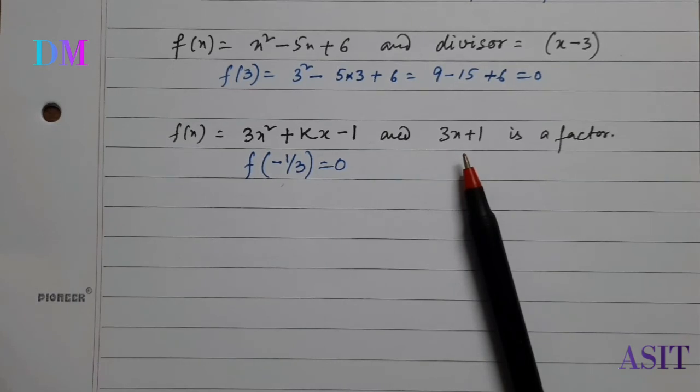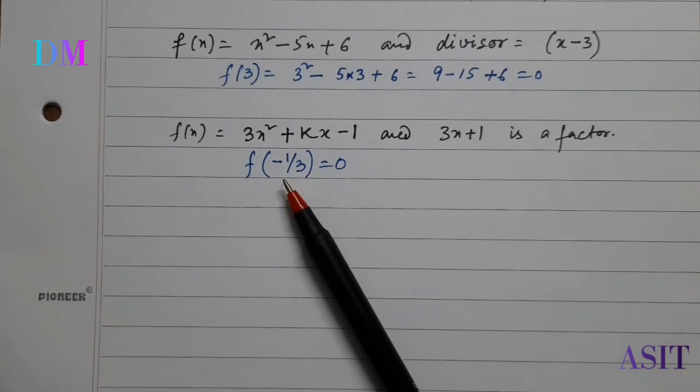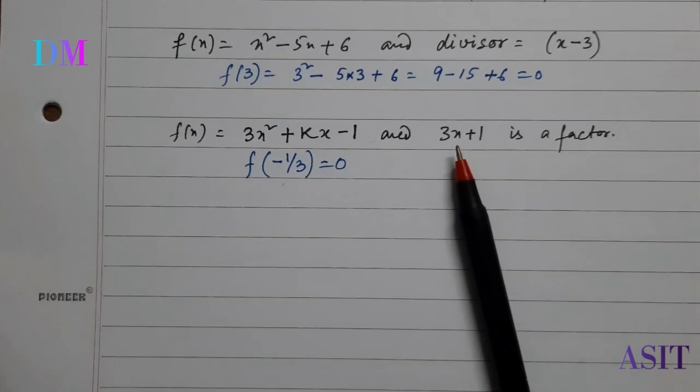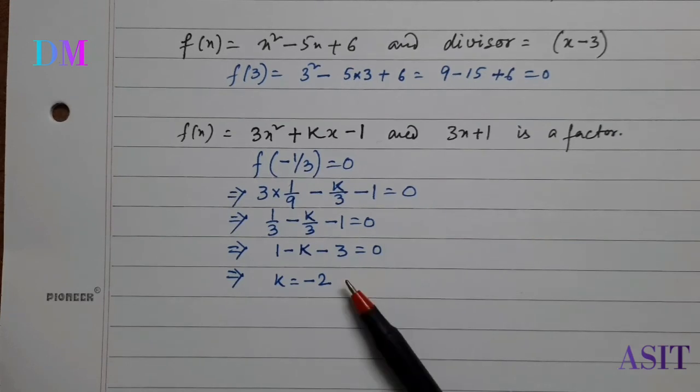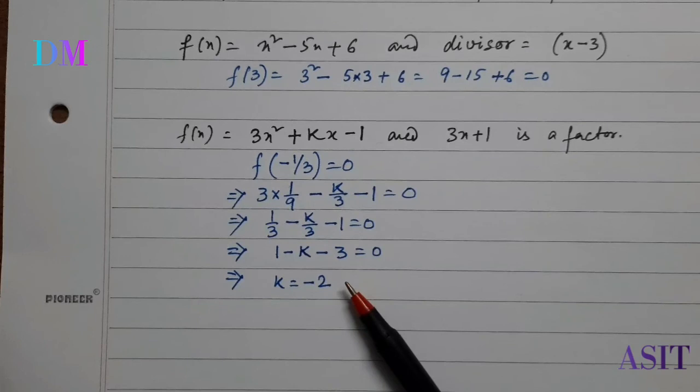So therefore the remainder will be f of minus 1 by 3, and which will be equals to 0, as 3x plus 1 is a factor. So after putting x equals to minus 1 by 3 in the expression and simplifying that, we are getting the value of k equals to minus 2. You can pause the video to check the calculation.